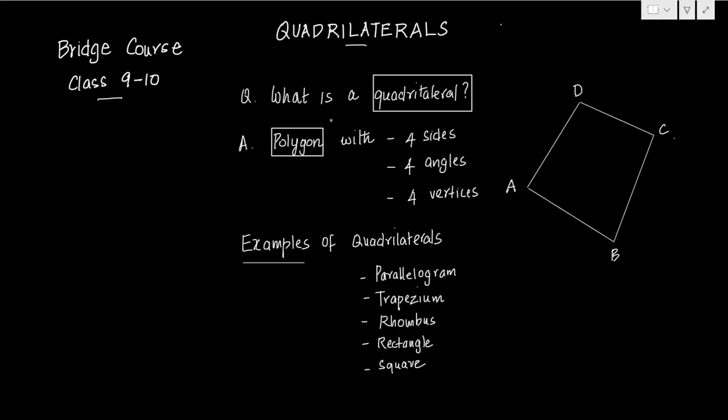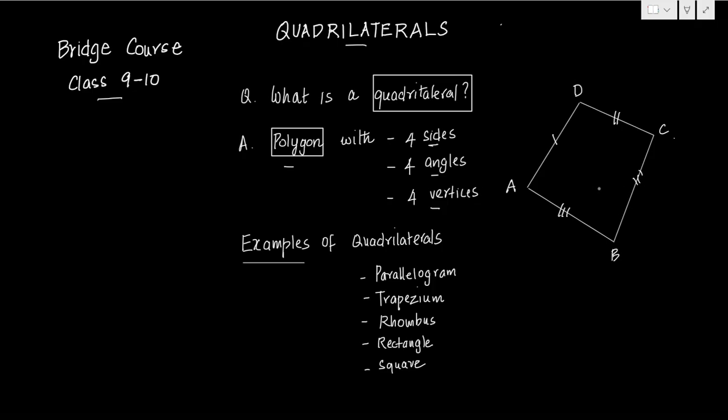What is a quadrilateral? I'm sure you must have heard the term before. A quadrilateral is a polygon with 4 sides, 4 angles, and 4 vertices. So what does that mean? 4 sides: first side, second side, third side, and fourth side. So the figure over here that I have drawn is a quadrilateral.